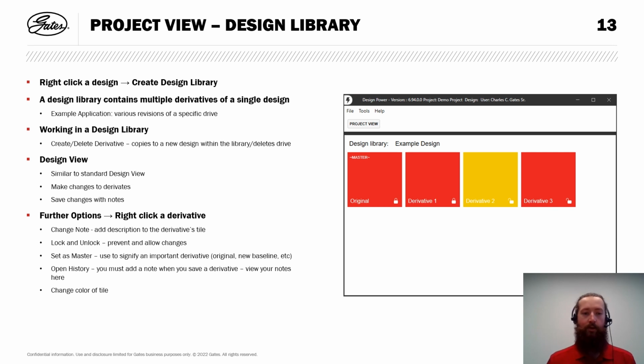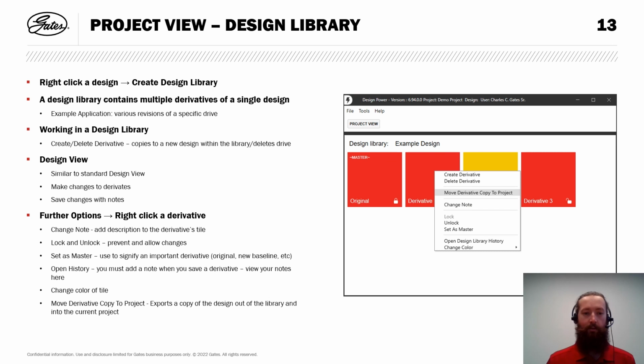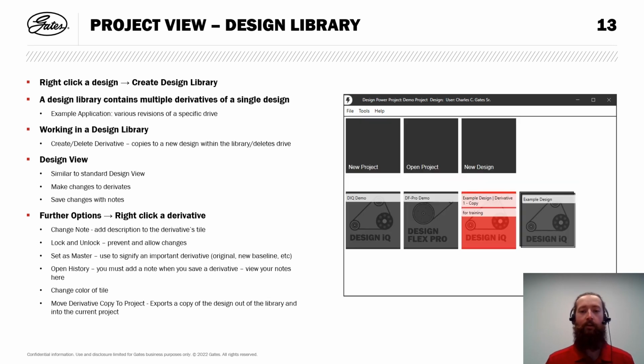We can also change the color of a tile. In this case, I made derivative 2 yellow. And lastly, we can move a derivative copy to our project. This basically exports a copy of the design out of the library and into the current project as a new design. You'll see here, example design derivative 1 copy is listed right here.